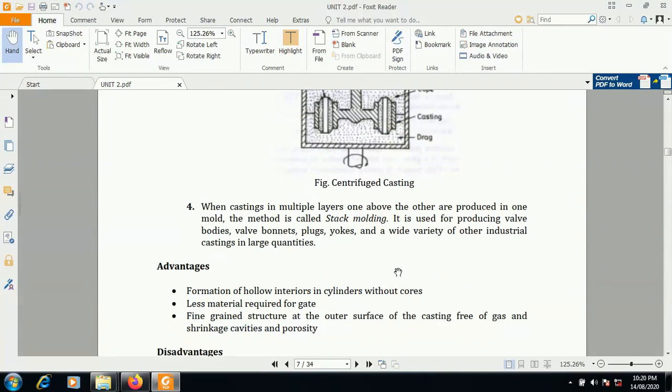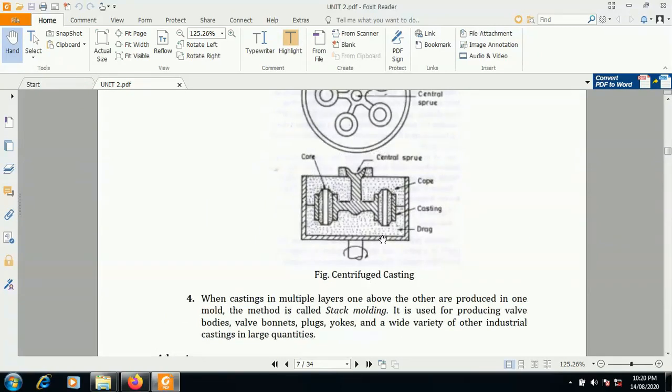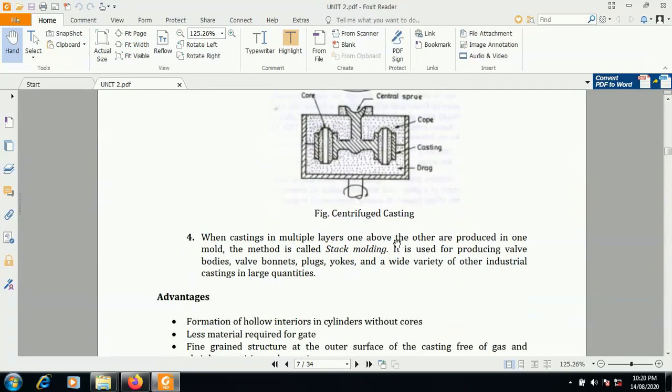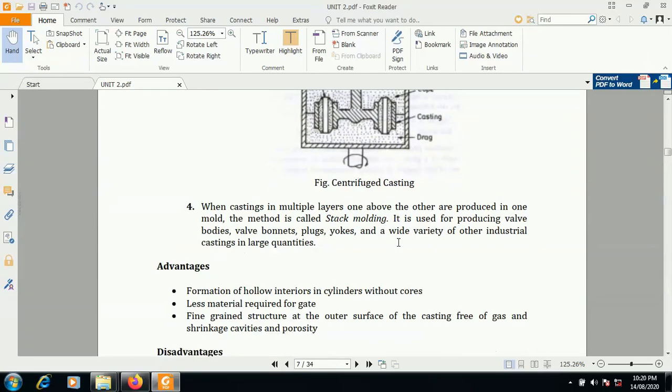Formation of hollow interiors in cylinders without using a core. This advantage is only applicable to the true centrifugal casting process. Without using a core you can manufacture hollow castings. Less material is required. In green sand molding we have seen more material is wasted, that which has solidified in the pouring basin, sprue, runner, ingates and riser, but here less scrap is developed.